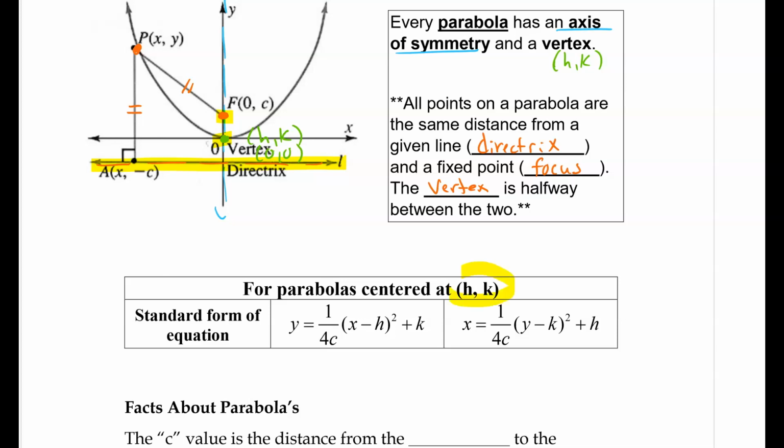In standard form, we're always going to use the fact that the vertex is at (h, k). So don't forget your vertex right here. But we're also going to use the fact that we can draw parabolas on their sides, or we can draw them upside down, or we could draw it also to our left. And we're going to talk about those different scenarios and how to identify them.